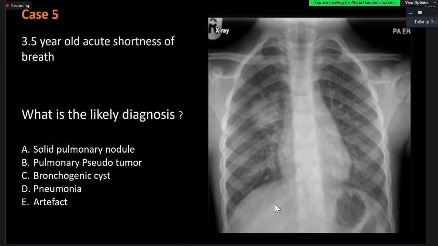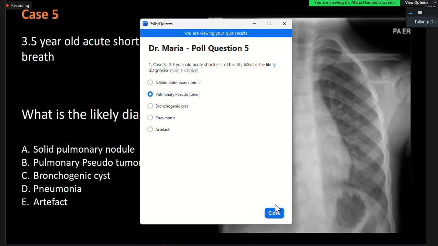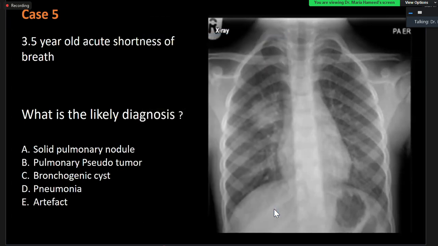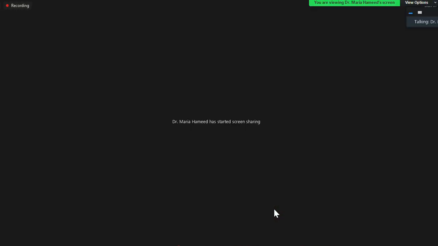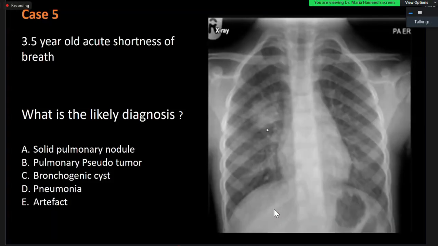So many of you are thinking that's a pseudotumor. Okay, great. I'm happy that 56% of the audience is thinking along the right lines, in the right direction. So here we are dealing with pneumonia. Thank you so much. Let me stop share and reshare. Okay, so the right answer is pneumonia.